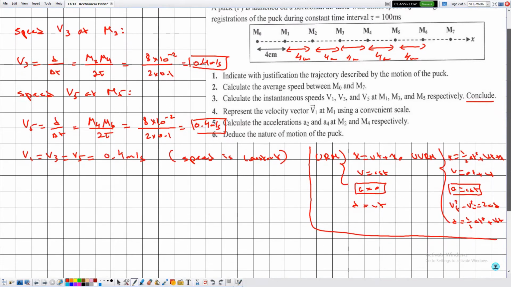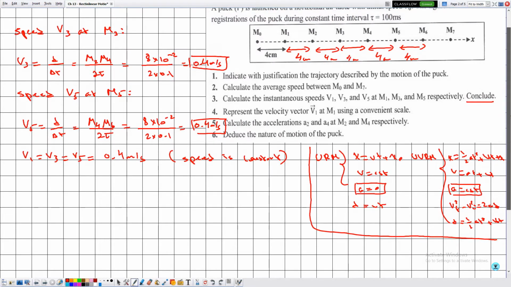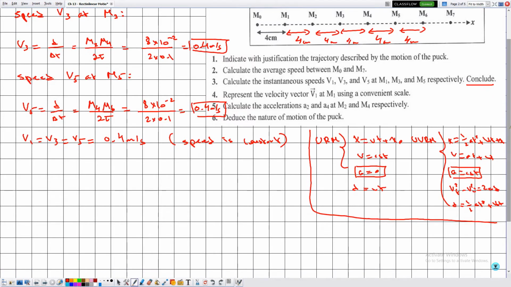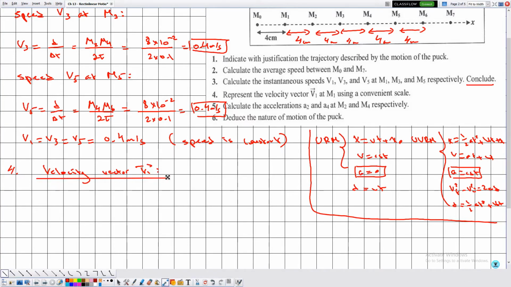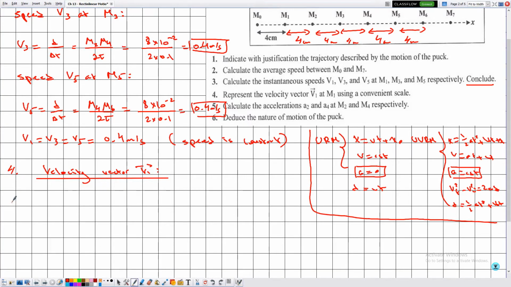Now in number 4 we need to represent the velocity vector V1 at M1 using a convenient scale. So let's recall what are the properties of the velocity vector V1. Let me say that first we start by the point of application. So why am I listing the properties although they ask me to represent? Because the properties help us to represent properly.